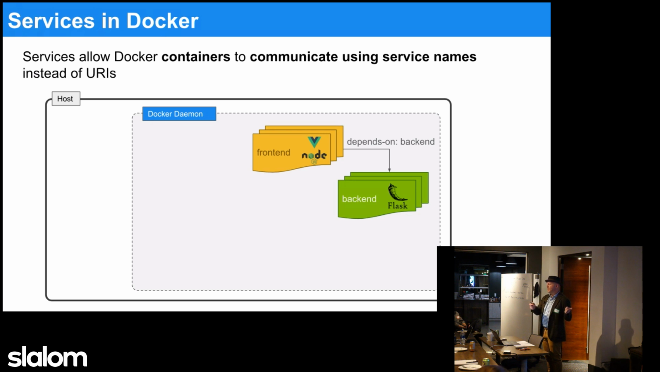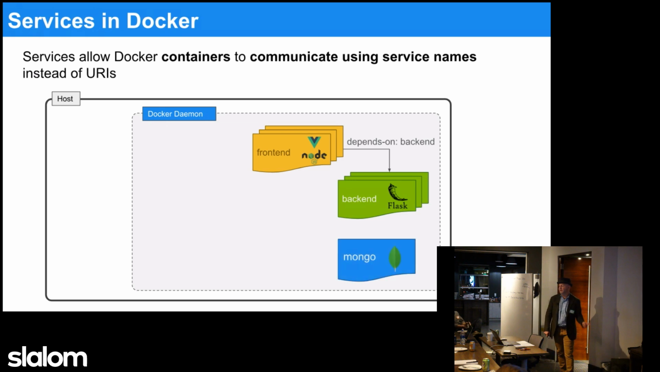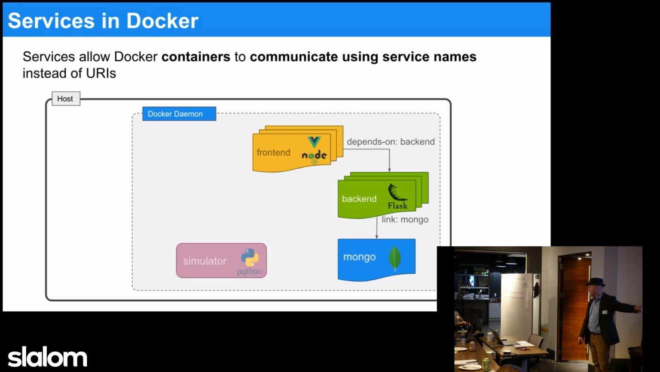But the front end and the back end inside of the Docker daemon don't need to talk to each other, because your browser is going to talk to the front end. It's going to pull back the Vue app, and the Vue app is going to make a request out to the Flask app on its API. The Flask app, though, does need to talk to the Mongo database, so it links to the Mongo database so they can talk to each other. And then I've got this little simulator that's going to create some sample data every 5 seconds, and that simulator is going to write the data into MongoDB.